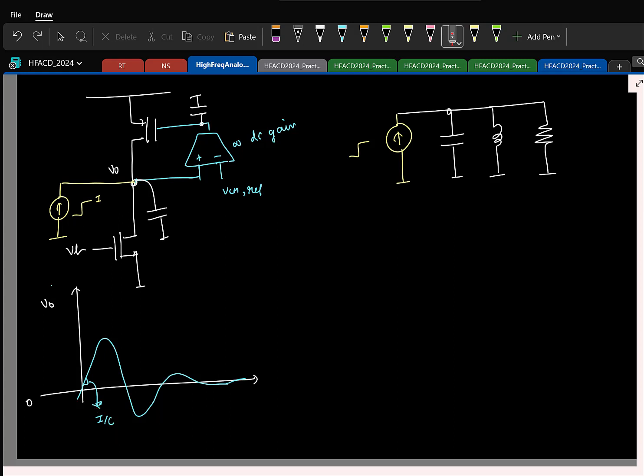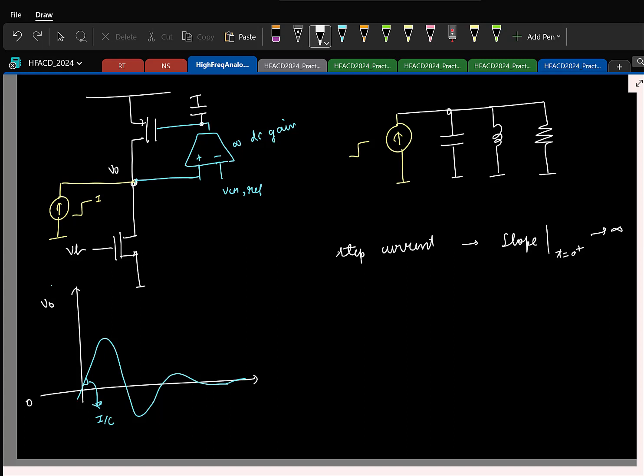Now if I keep reducing the capacitance, what do you think will happen to the output slope? It will keep increasing. So if I remove the capacitor, making it 0, and apply a step current, what can you say about the slope at t equal to 0 plus? Goes to infinity.